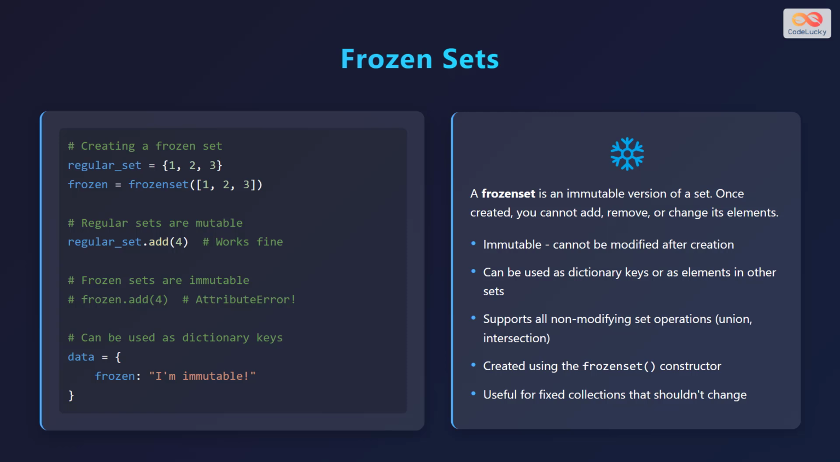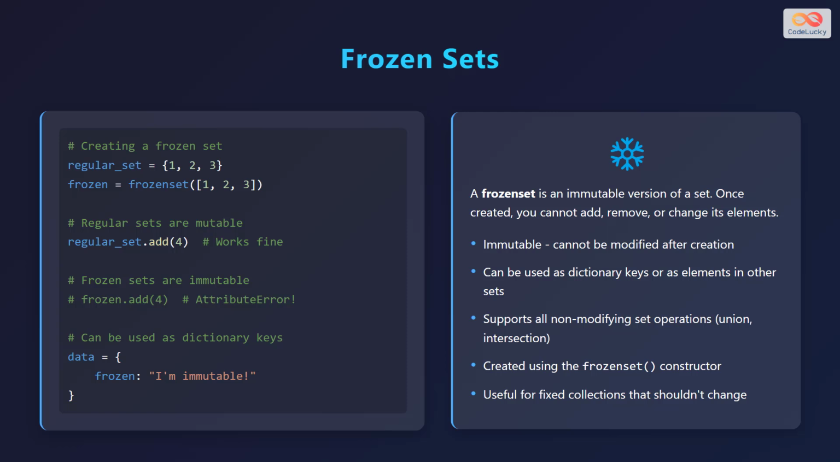Regular sets are mutable, so you can add or remove elements as needed. However, frozen sets are immutable, so you cannot modify them after creation. Because of their immutability, frozen sets can be used as dictionary keys, unlike regular sets.